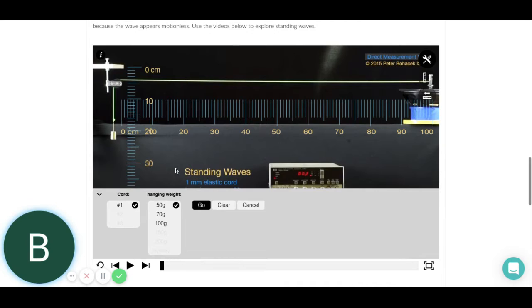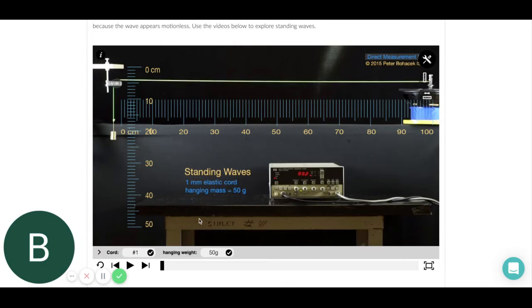Okay, and here is the basic setup of the lab where we can actually try to play around. Let's start with the first chord and a 50-gram weight. Okay, so I'm going to click there, 50-gram weight. And I'm going to click go. Okay, these tools I already have open.